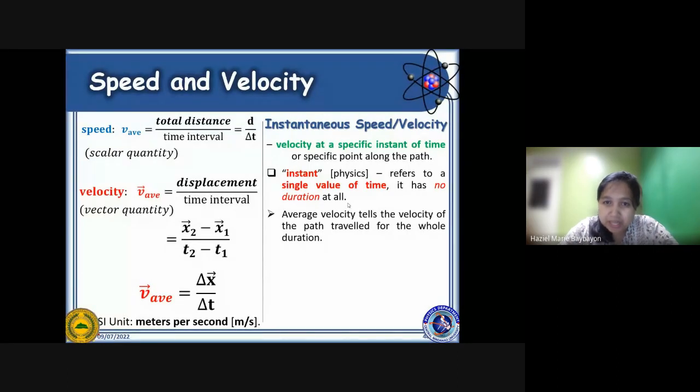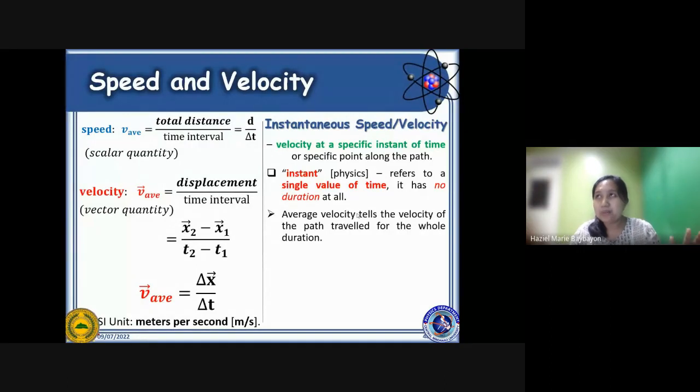So now, how is this different from the average speed and the average velocity? Average velocity tells the velocity of the path for the whole duration. So if instantaneous velocity has no duration, average velocity has a duration that is being considered, a time interval.